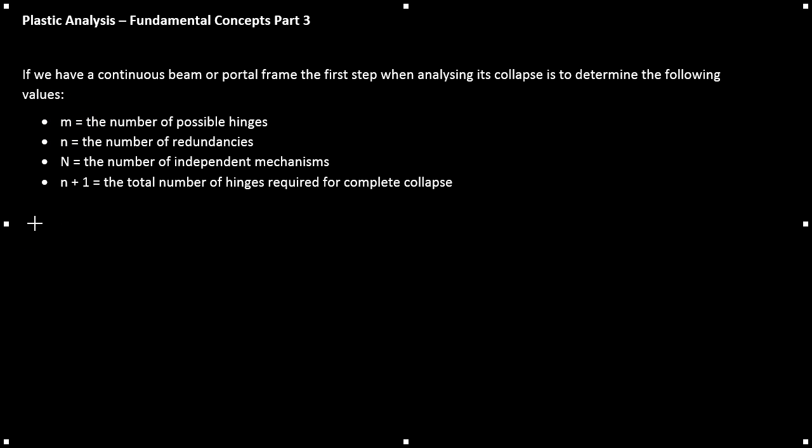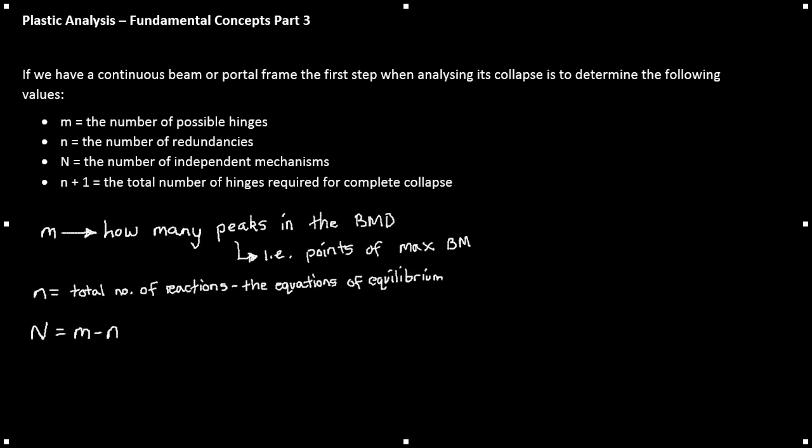The number of redundancies can be found from the total number of reactions minus the equations of equilibrium, and then uppercase N is equal to lowercase m minus lowercase n. Then lastly, the total number of hinges required for complete collapse is simply n plus 1.